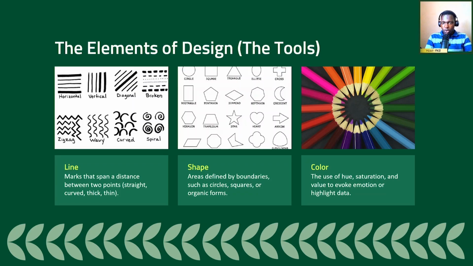The next example we are going to look at is shape. Shapes are areas defined by boundaries such as circles, squares, or organic forms. So that's what a shape is. And then another example we have here is color. Color is the use of hue, saturation, and value to evoke emotion or highlight data. Some examples of color we have are red, yellow, green, magenta, cyan, and other colors as well.